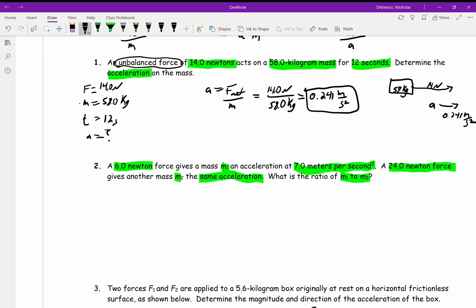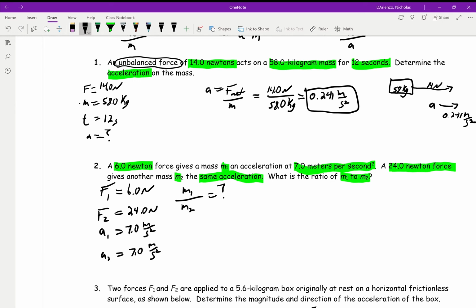So a couple things that we know here. We know that the force F1 on the first object is 6 newtons, and the force on the second object is 24 newtons. We know that the acceleration on the first object is 7 meters per second squared, and that is the same for the second object as well. What we don't know is the ratio of m1 over m2. That is our unknown. That's what we're going to try and look for here.